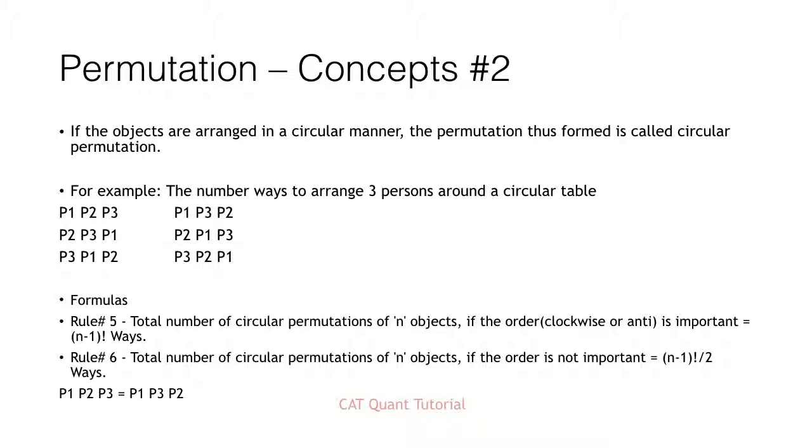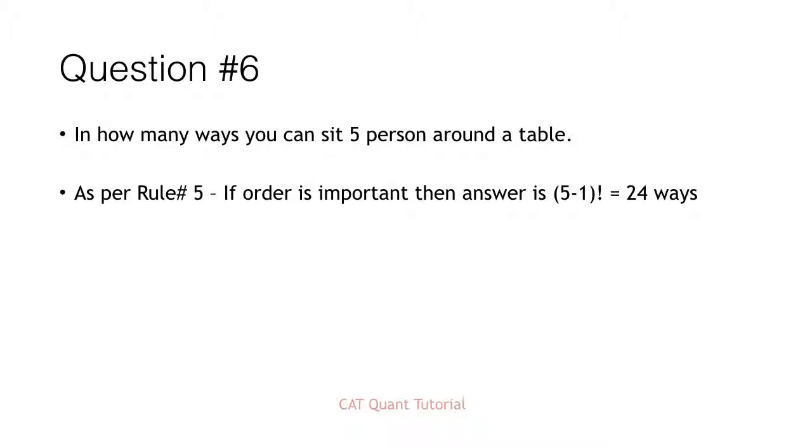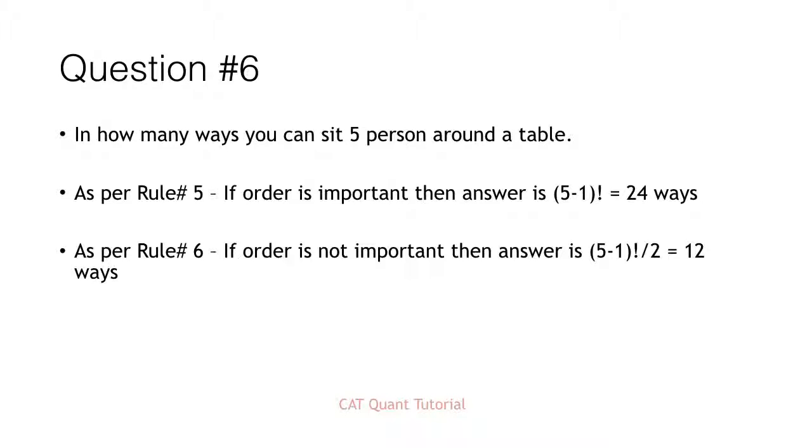Let's see how to solve this in a question. In how many ways can you seat 5 people around a table? Slightly bigger number of people now. Rule number 5 says if the order is important and it's mentioned in the question, then your answer would be 5 minus 1 factorial ways, that is n minus 1 factorial, and the answer would be 24 ways. If the order is not important, then the answer would be n minus 1 factorial divided by 2, that is 5 minus 1 factorial divided by 2, and the answer would be 12 ways.